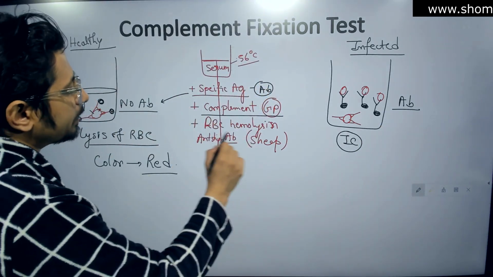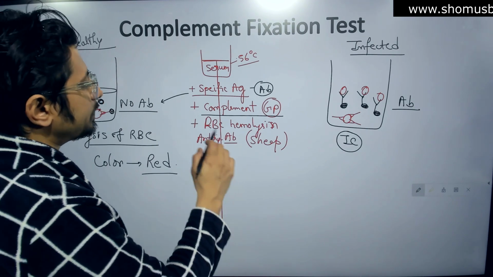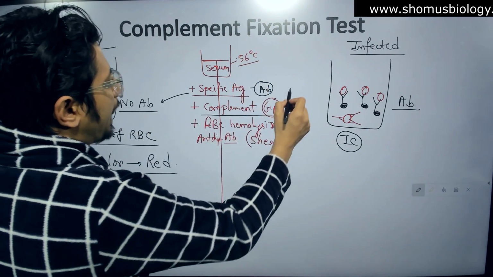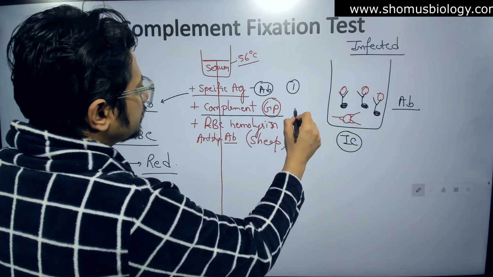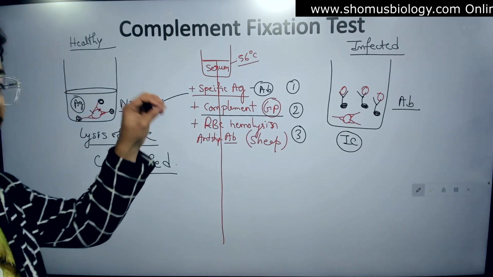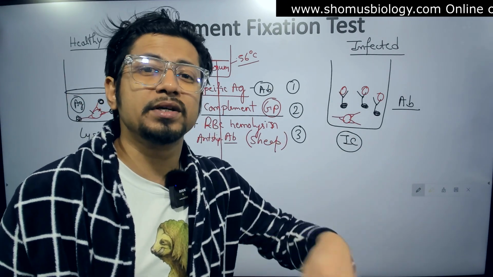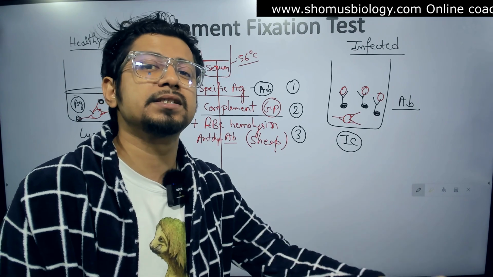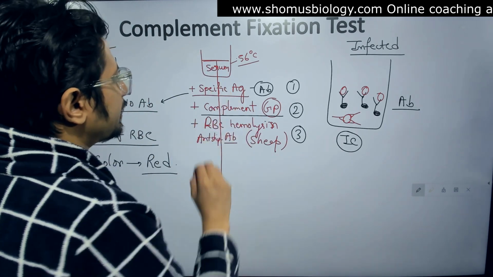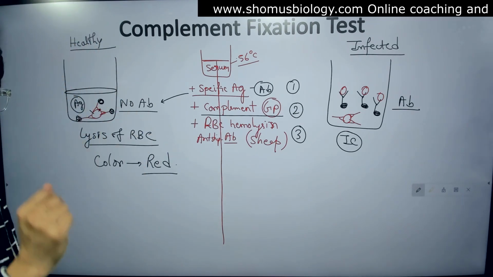That is why we add the antibody coated RBC at the end. So this is the sequence of addition. We add the specific antigen first, then we add the complement, and then last we add the RBC. It's not that we add all of them at once. No, it's a sequential process, and try to understand why. Because at the beginning, if we add RBCs with hemolysin, then add complement, obviously it's going to fix that.